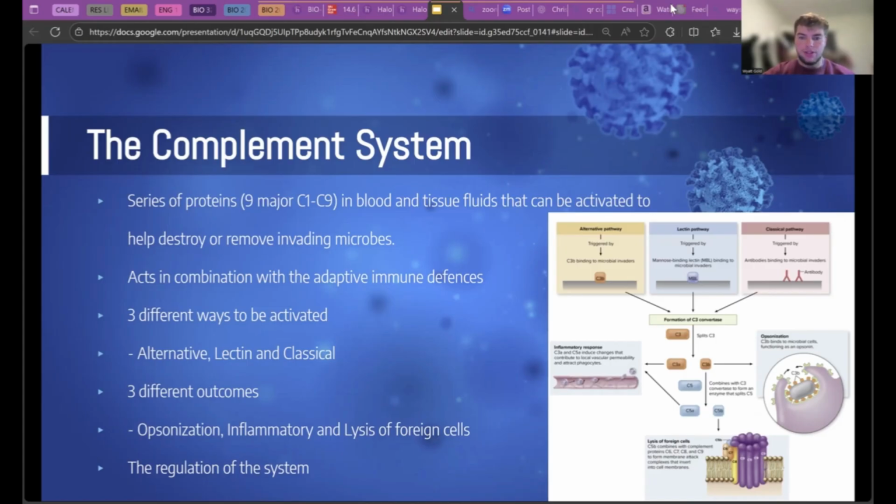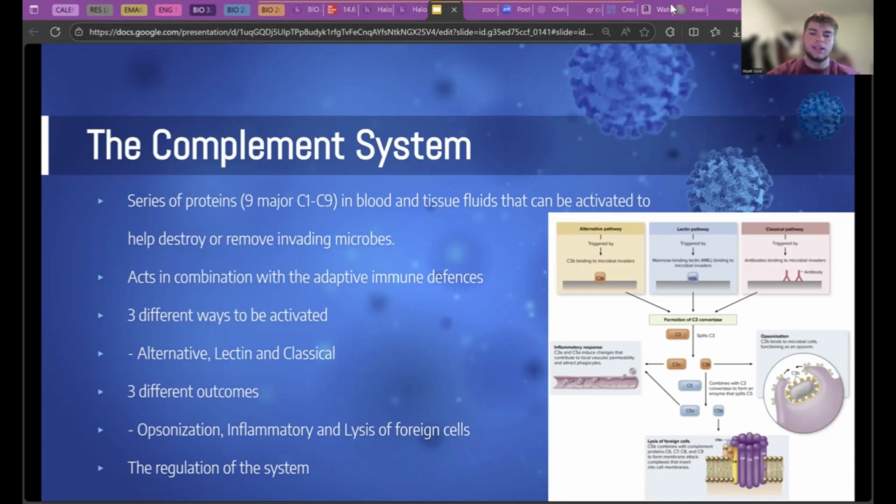The third pathway is the classical pathway. This pathway is triggered when antibodies bind to an antigen. Whenever they interact, the components of the complement system can be seen, kind of similar to the lectin pathway, and they also form C3. So there are three different outcomes with the complement system.